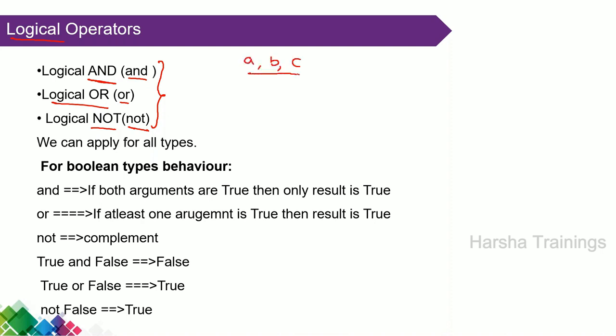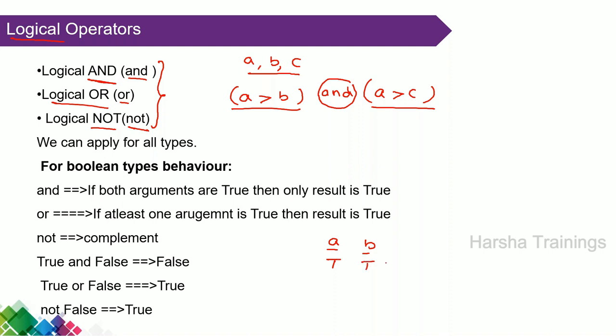Assume these are expressions: A greater than B and A greater than C. This is one expression, and this is another. So what is meant by the and operation? It checks the expressions. Remember, we have two cases, A and B. If there are only two variables, we have four possible cases. What are the four possible cases? True and true, true and false, false and true, false and false.